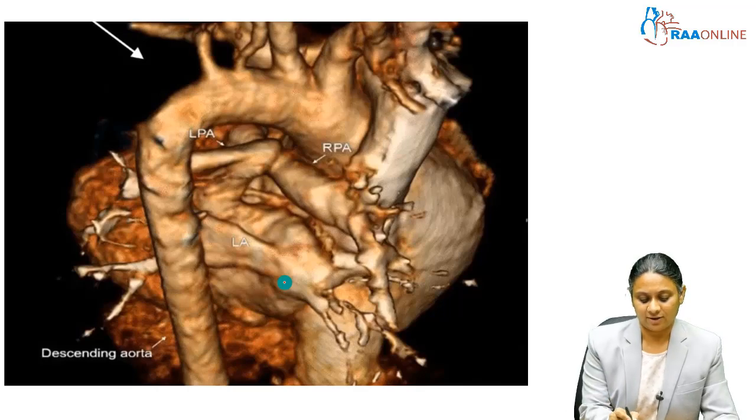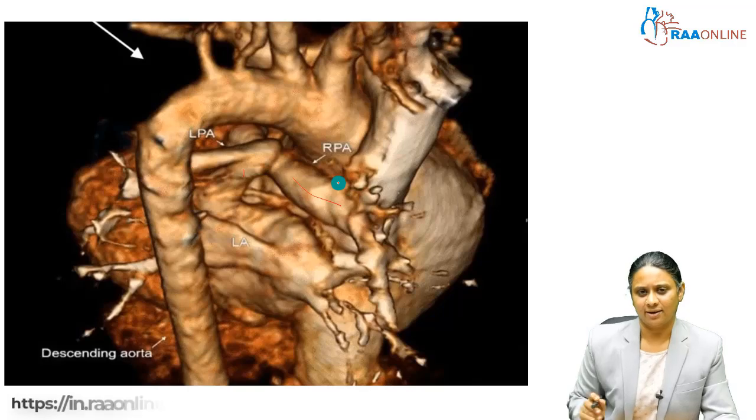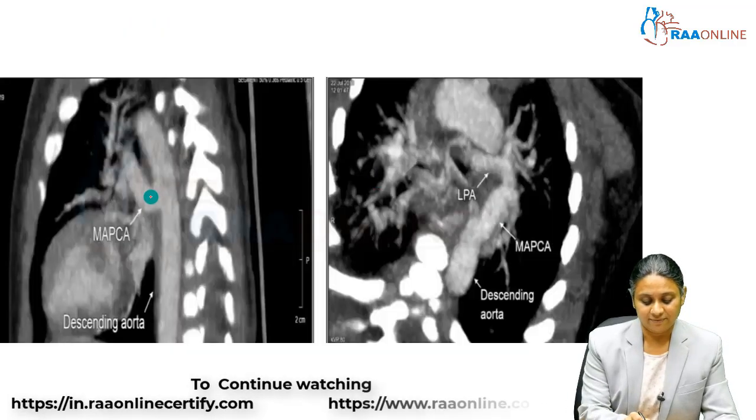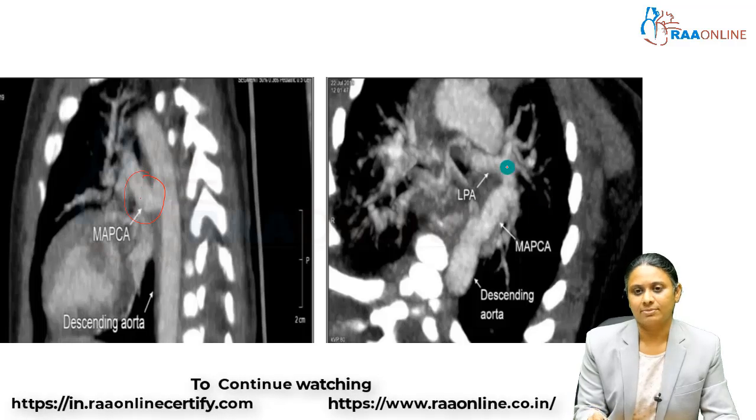Another view of main pulmonary artery dividing into LPA, which is smaller than the RPA. There is one MAPCA which is delineated by the CT. This MAPCA is supplying the pulmonary arteries on both sides.